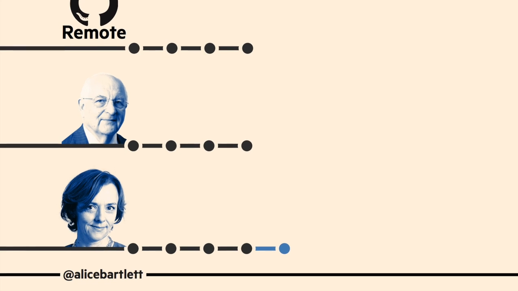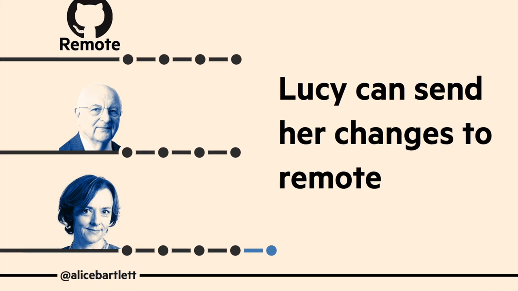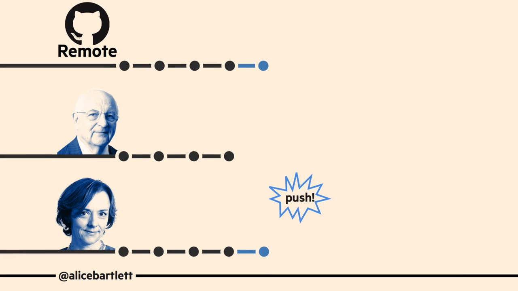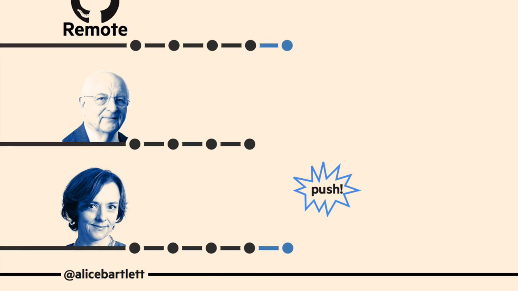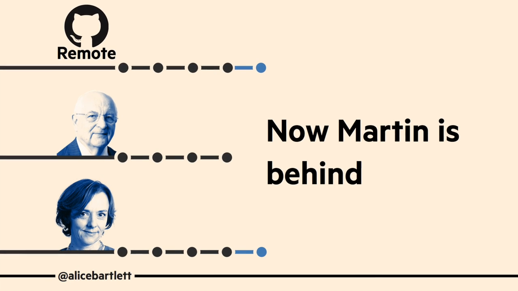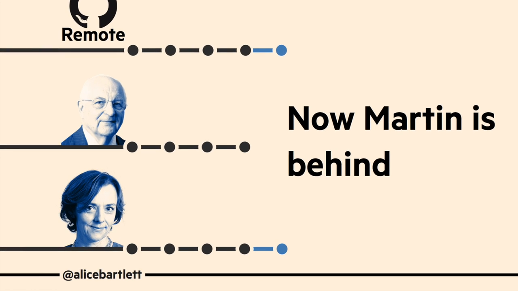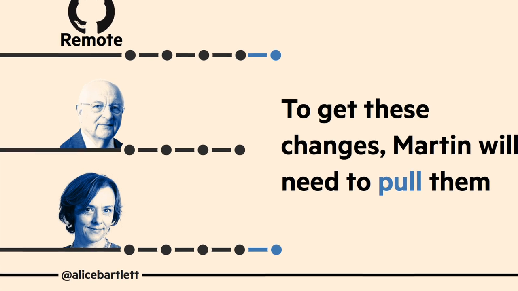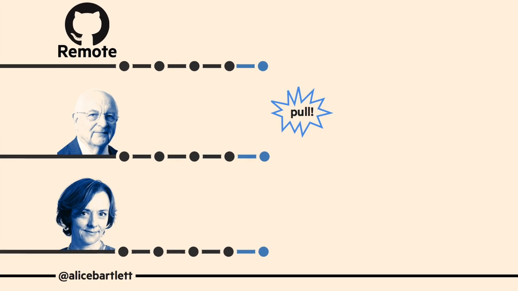And now she needs to get that code back to the remote. So here's her little commit there, and she wants to send it back. To do that, she does a push. So when you want to get your commits to a remote location, you push them. But now Martin is behind. He's not able to see that bug fix that Lucy has done, and so he wants to get those changes, so he is going to pull them from the remote. This diagram could maybe have done with some arrows, but it's too late now, obviously.